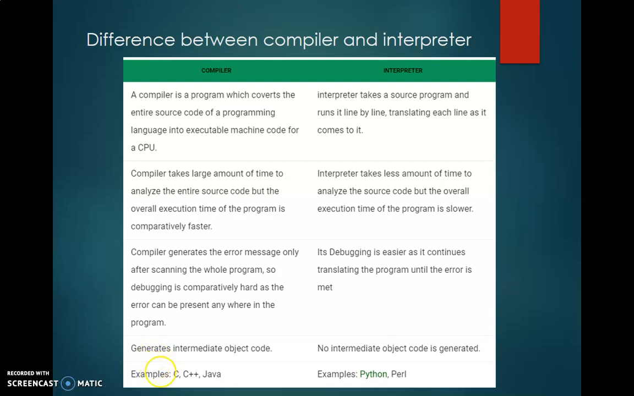That is called debugging. Compiler generates intermediate object code. So once the program is compiled, again and again we need not compile it. We can directly run the object code. In interpreter, no intermediate object code is generated. So every time we run the program, we need to interpret it and then we can run it. So execution is slower in interpreter. Examples of languages that use compiler: C, C++, Java, and interpreter: Python and Perl. Okay, this is very important to understand the difference between compiler and interpreter.